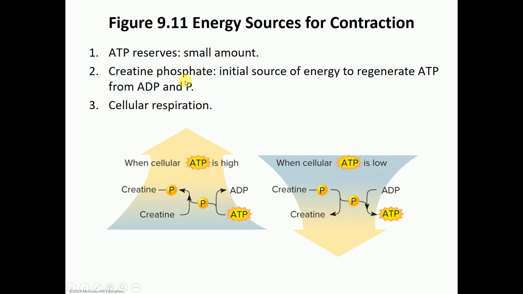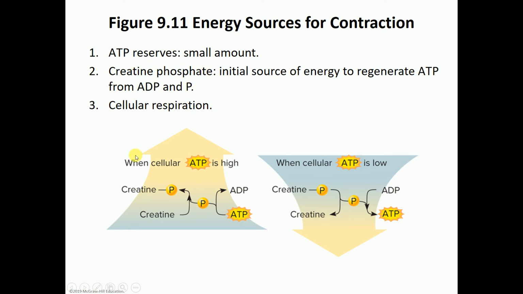Phosphate is stored as creatine phosphate. So phosphate, or that PO4 molecule, is a very small molecule. It could kind of wander around and get lost. So that we do not lose it, we bind it to creatine. Okay, so creatine phosphate is how we store phosphate.